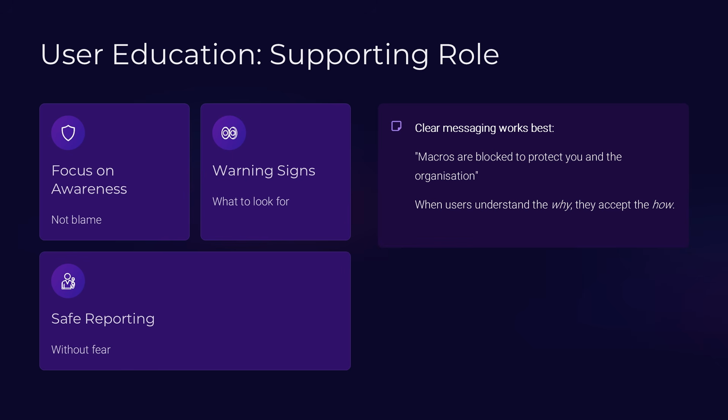Education should focus on awareness, not blame. Users should understand why macros are risky, what warning signs to look for, and how to report suspicious documents without fear of punishment. From a human perspective, this control works best when users feel supported rather than restricted. Clear messaging, such as macros are blocked to protect you and the organization, is far more effective than silent failures or confusing error messages. When users understand the why, they are more likely to accept the how.